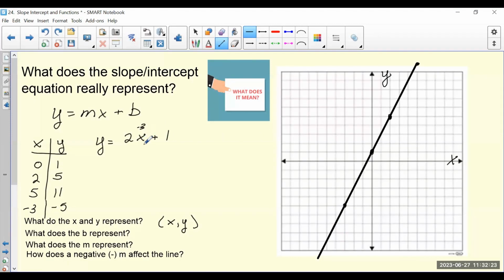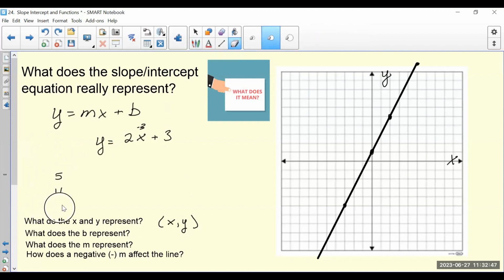So what we're going to do now is change one thing. And we're going to start looking for correlations, things that you start to notice, clues in a way. So instead of 2x plus 1, we're going to change it to 2x plus 3. And we're going to redo our chart and draw the same line. Now we're not changing anything over here. We're only changing this b, this plus number or minus. It can be a minus number too.